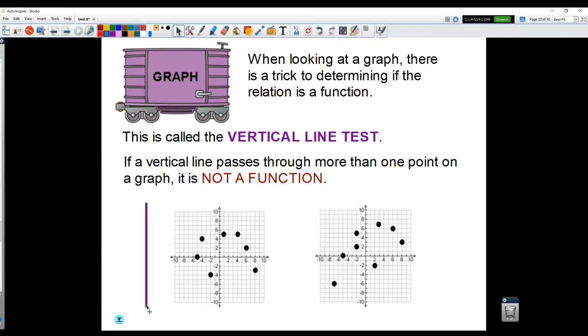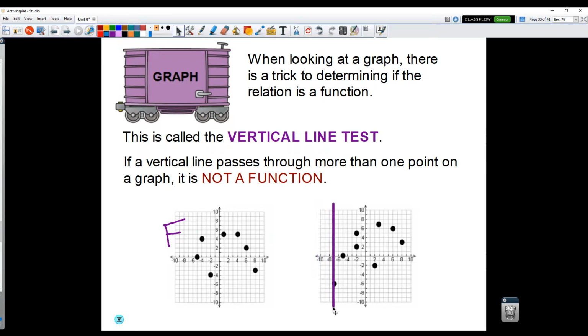What I'm going to do is I'm simply going to pass this vertical line over this first graph. Do you see it hits one and only one point here? As I move along, it's only hitting one point. So since the line is only hitting each point at one point, we would say that this is a function. Let's continue to the second graph.